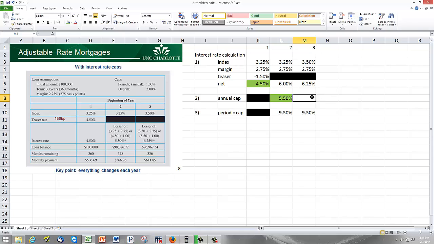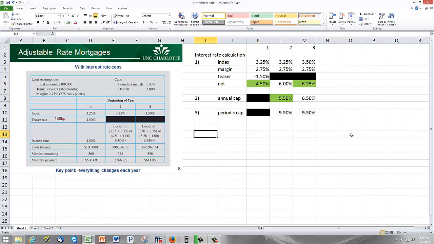In year 3, we say, okay, here's index plus margin, here's our periodic cap, it's this thing, and then our annual cap, again, it can't be more than a 1% increase, so 6.5. So the loan wants to be index plus margin. That's what it wants to do. But if it violates these two, then it becomes the lesser of these two. So it wants to be 6.25. That's less than the annual cap, and so it's fine, right? So the actual interest rates for our 3 years are 4.5, 5.5, and 6.25 based on these projections and the other information given in this problem.